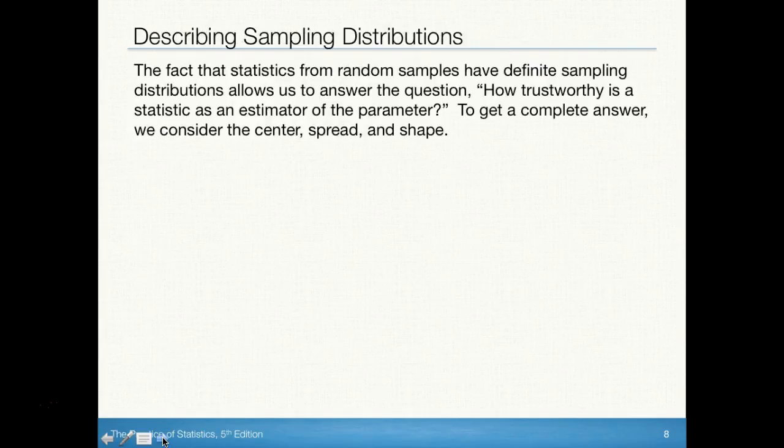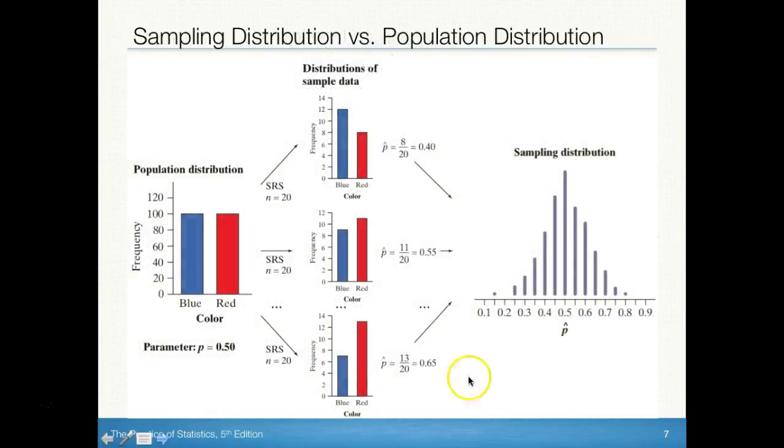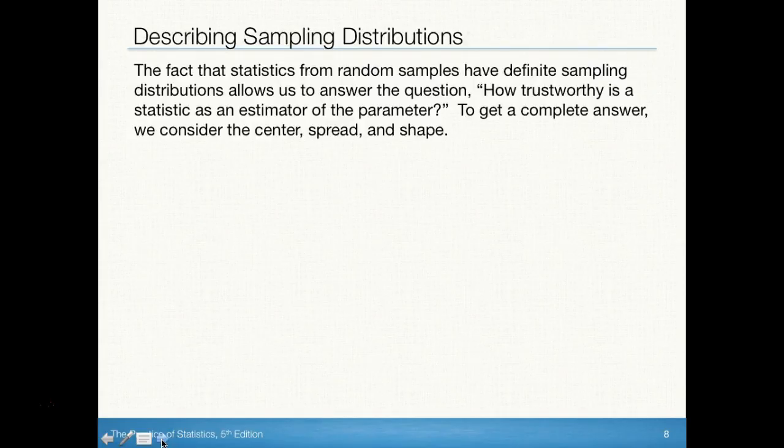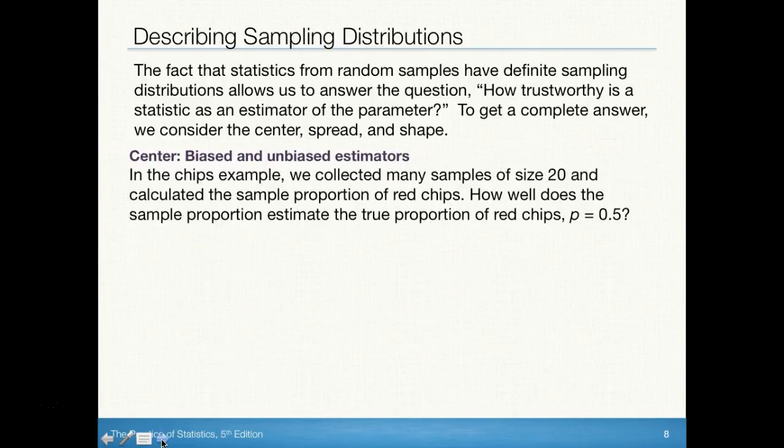So one of the questions you might have is, how trustworthy is a statistic as an estimator of the parameter? For instance, back here, we might get estimates that are pretty accurate and close to the truth, but we might have ones that are off a bit, right? So how trustworthy is our estimate? Well, we're going to talk about shape, center, and spread here to get a complete answer to this question.